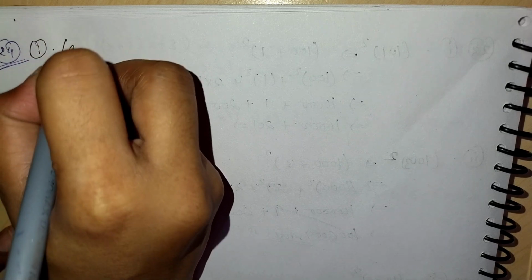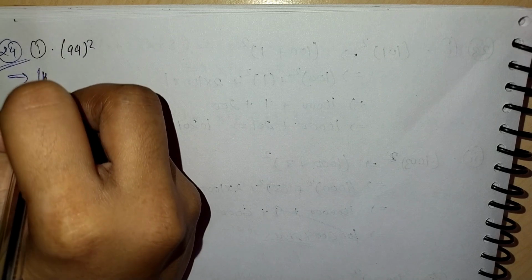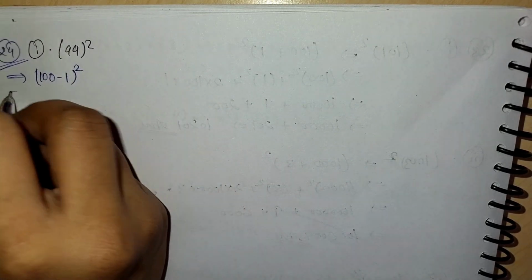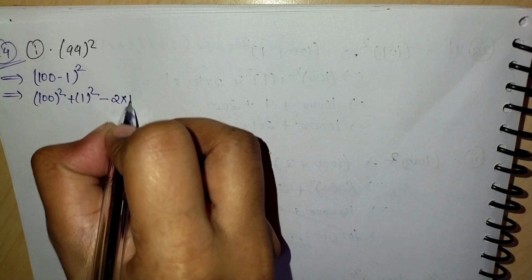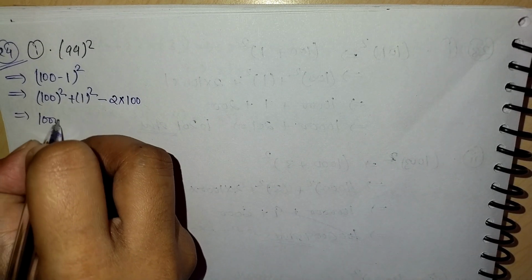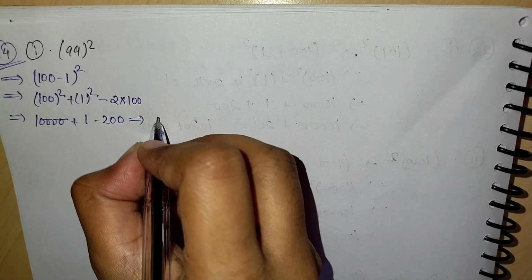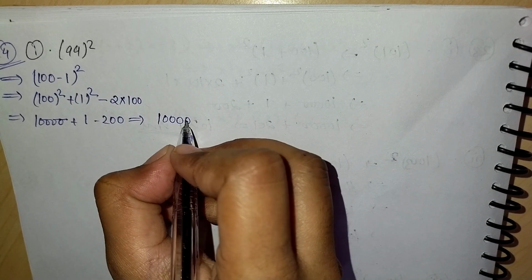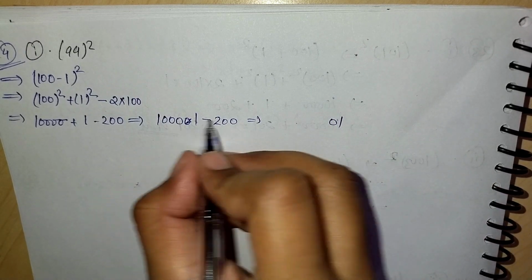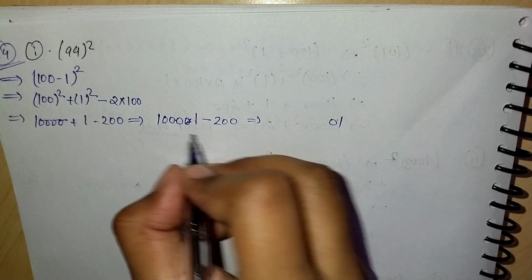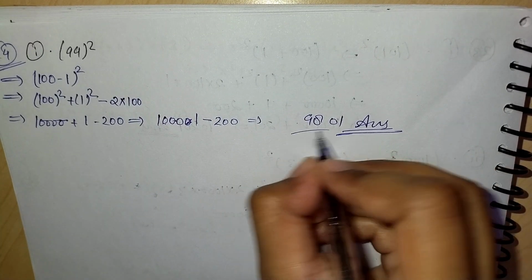First part is 99 whole square. So on solving this part, we will get 100 minus 1 whole square equal to 100 whole square plus 1 whole square minus 2 into 100, equal to 10000 plus 1 minus 200. Here on solving, we will get 9801. So this is the answer here in this question.